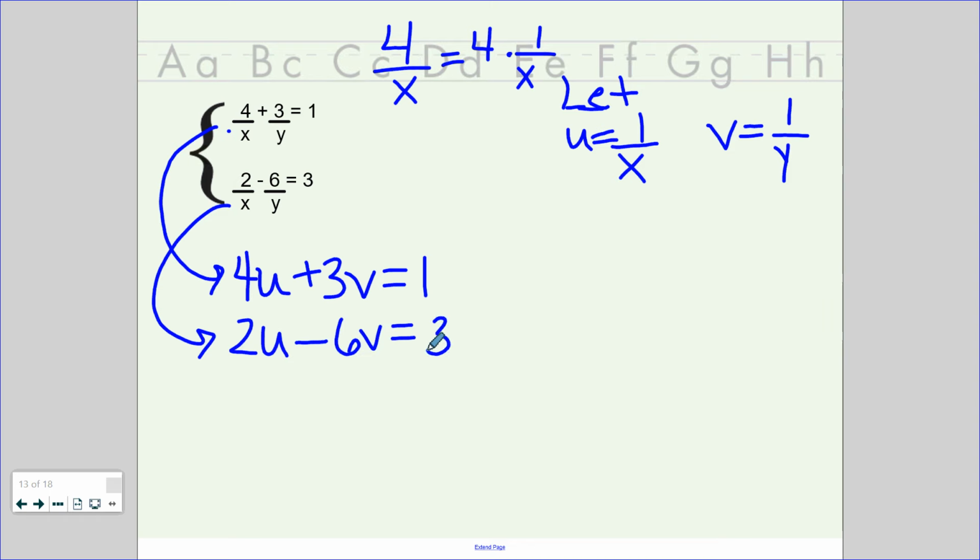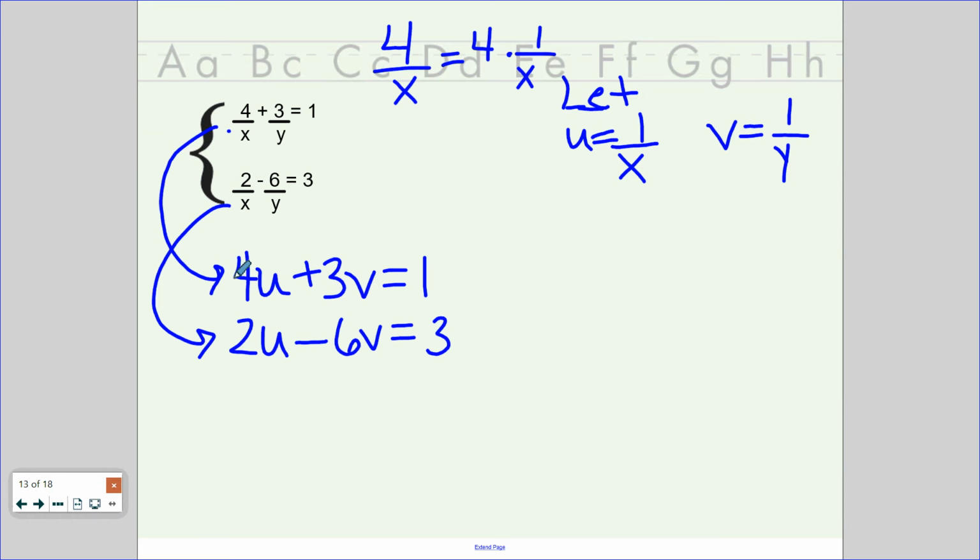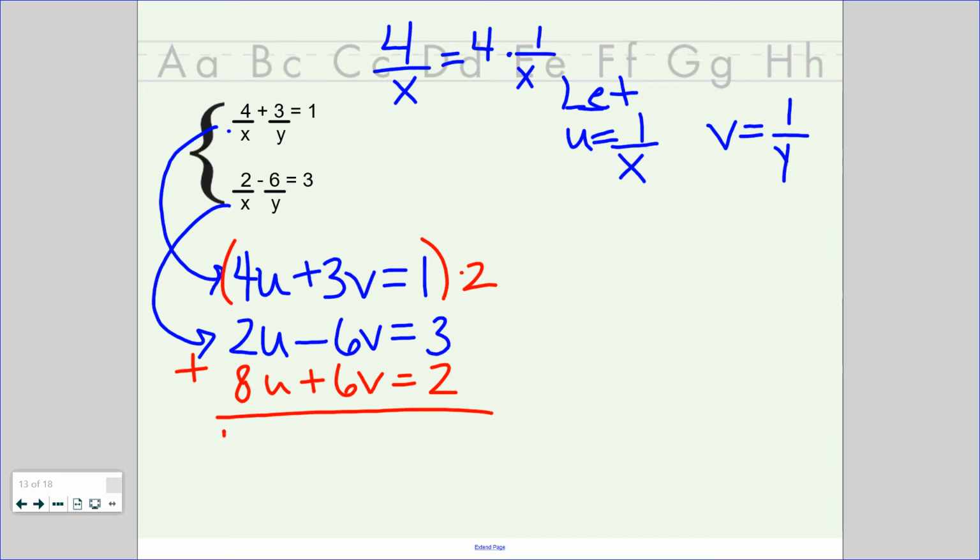6v equals 3. And now you can see this looks a little more familiar to us, like what we were doing with the other elimination problems. So let's go ahead and solve for u and v, and then we'll get back to x and y at the end. I'm going to multiply, it looks like maybe the top by 2 would work. So I'll have an 8u, a 6v, and a 2. And now I can add my equations together. 10u, v's cancel, and I get a 5.